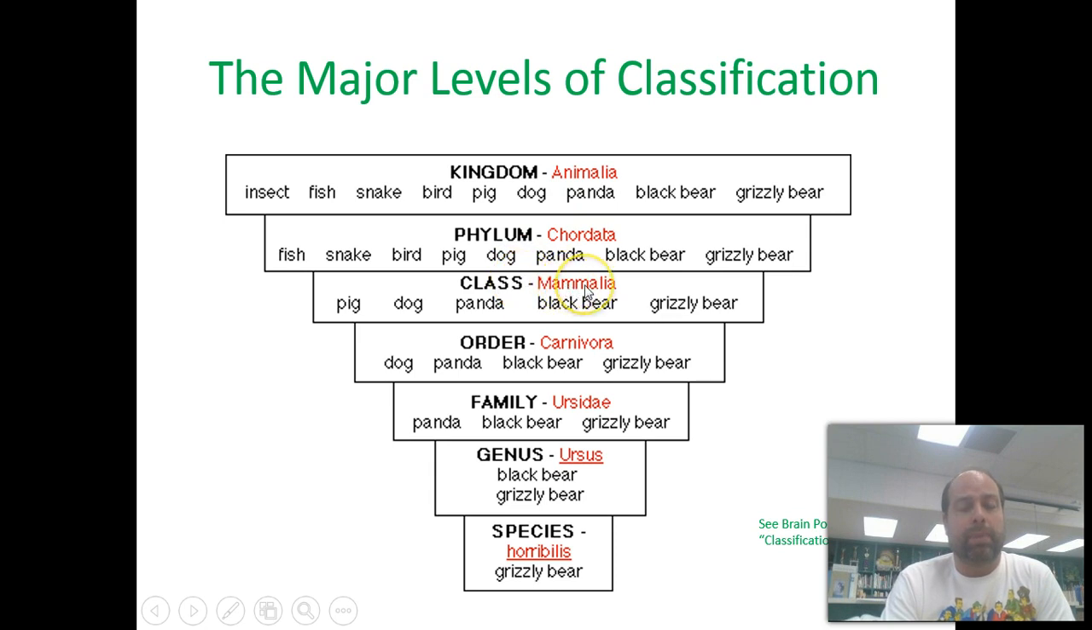As we move down, we have class Mammalia. These animals give their young milk, and you see the bird, the snake, and the fish were kicked out of there. You have the order Carnivora, basically carnivores. These animals eat meat. Then you have the family Ursidae, I believe that is, which are basically bears. This is the bear family, which includes panda bears, black bears, as well as grizzly bears. And as we move down, it gets more and more specific. You have the genus, which includes black bears and grizzly bears, and finally the species, which only has one organism, which is the grizzly bear.